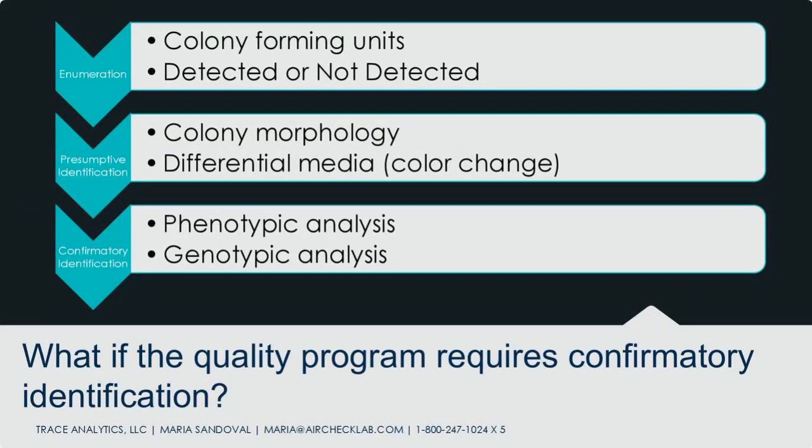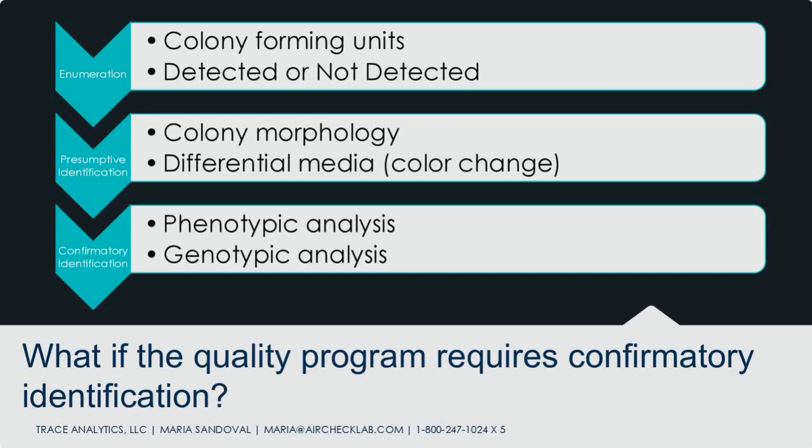So if your system is asking for confirmatory identification, you've basically made it down the list of the level of importance when it comes to identifying microorganisms. From the top, you have enumeration. Maybe you only care if organisms are there. Maybe your food or food product needs to be sterile. In that case, it doesn't matter what's there. You just care how many are there. In that case, you're good with enumeration. But if you care what type is there, then maybe you just want to know about presumptive identification, colony morphology, differential media, things like that.